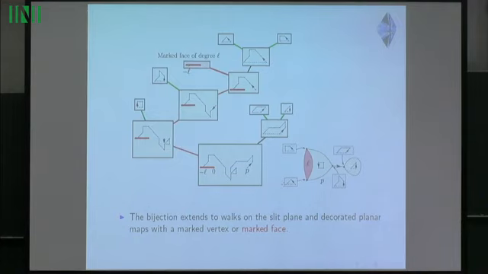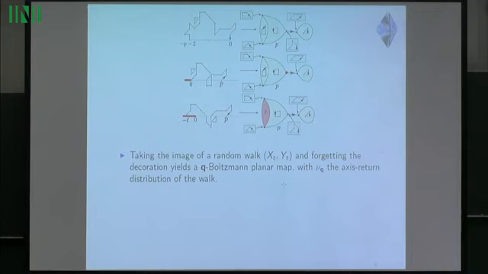Similarly, one can look at Boltzmann planar maps that have a marked face without decoration. So a perimeter P and a marked face of degree L. And these are in bijection with walks on the slit plane that start at P and end at minus L, hitting the negative half axis from the top. Okay, so we have these three types of bijections.